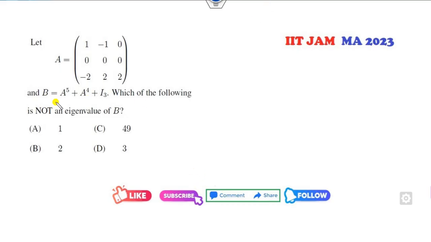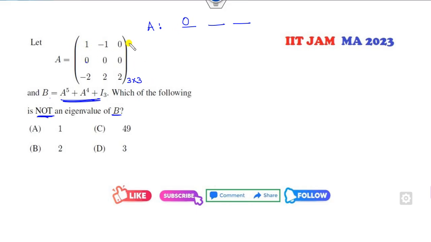Okay, look at this one. Which of the following is not the eigenvalues of the B? So for that you need the eigenvalues of the A. So A has the 3 eigenvalues. Clearly, one of the eigenvalues is 0, fine, because the determinant is 0.